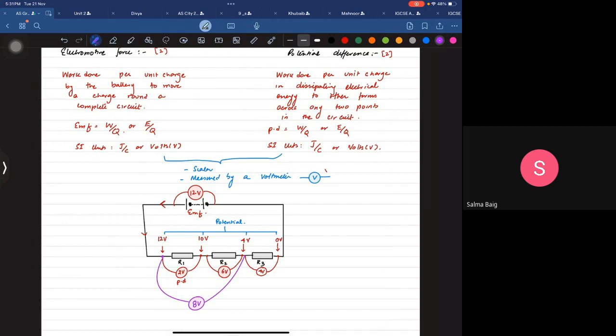Yes, Salma? If 0 volt is there, does that mean the circuit is short circuit and no EMF relating to the battery? Salma, there is so much interference in your voice, I couldn't understand. Could you write it down, please?